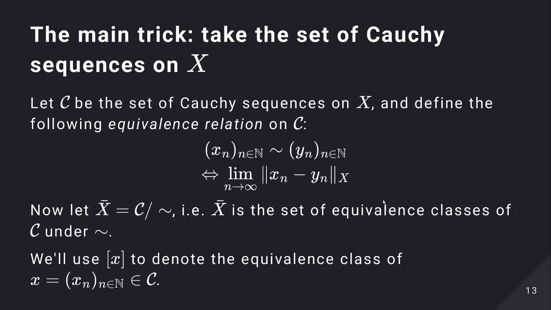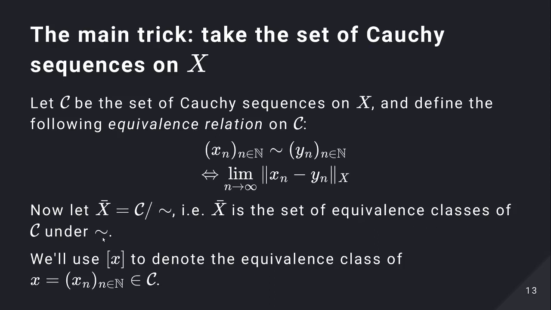and we'll be defining an equivalence relation on these Cauchy sequences. We'll say that two Cauchy sequences x_n and y_n are equivalent if in the limit the norm of their difference goes to 0. So essentially we have two Cauchy sequences and they get closer and closer to each other as well. And this is in fact an equivalence relation. And if we take the quotient set of our set of Cauchy sequences by this equivalence relation, so when I say the quotient set, we're taking the set of equivalence classes of C under this equivalence relation.